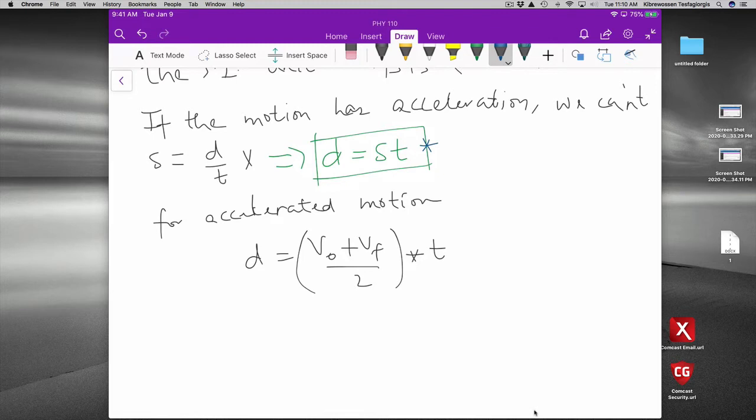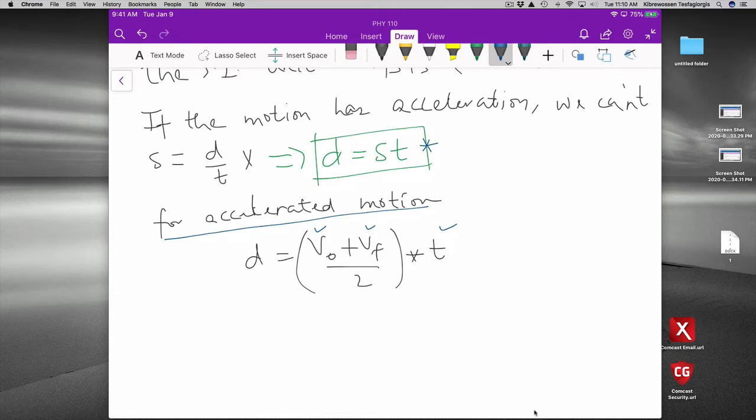Important: you can find distance like this. For accelerated motion, if the initial velocity is given, the final velocity is given, and time is given, then you can use this formula for distance.